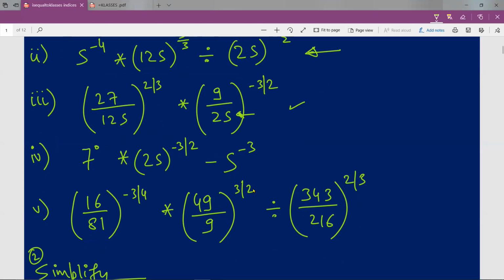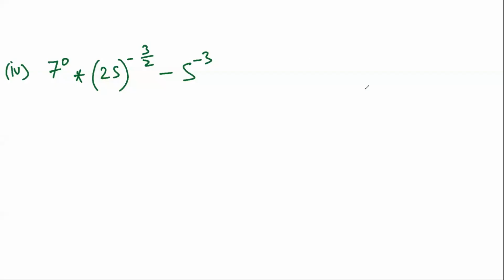So the next question: 7 raised to power 0 into 25 raised to power minus 3 by 2 minus 5 raised to power minus 3. Again, note it down and let's start. Okay, so let's solve this.